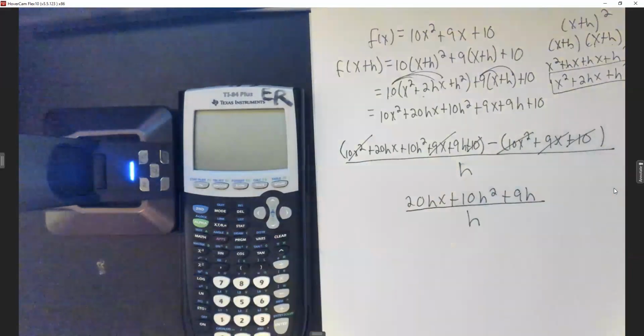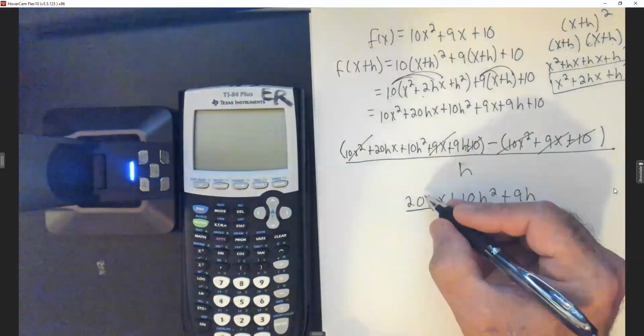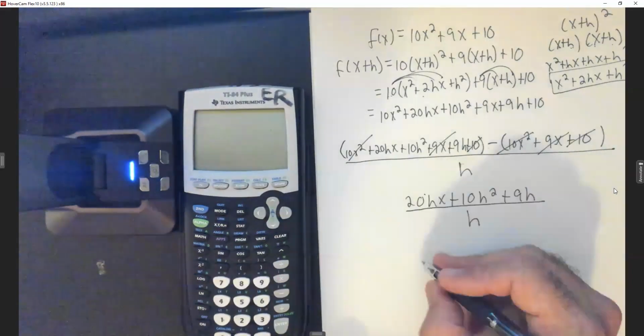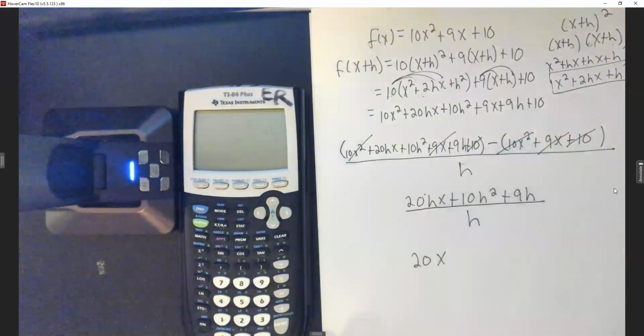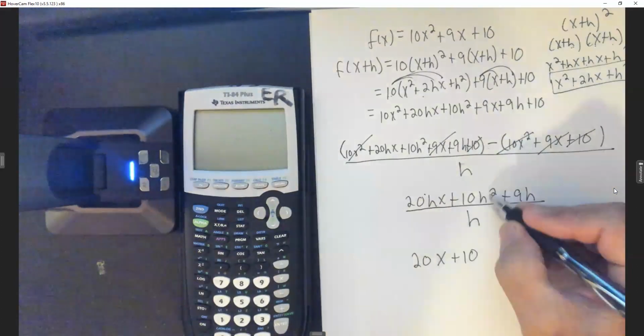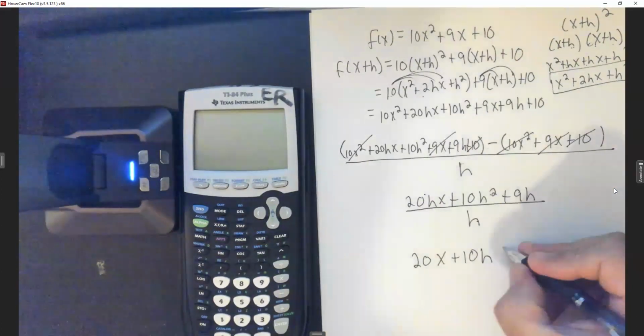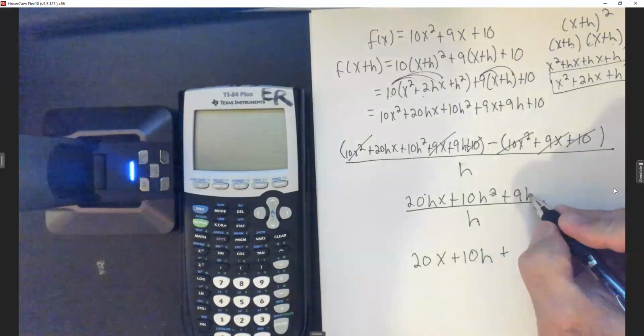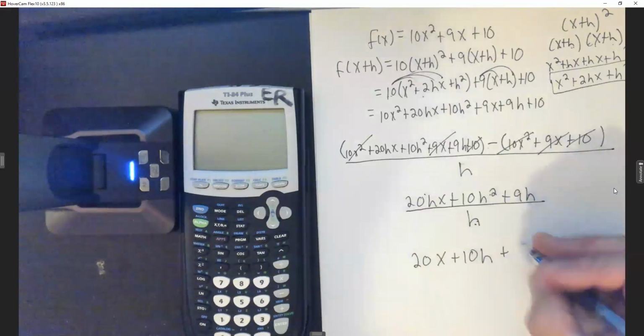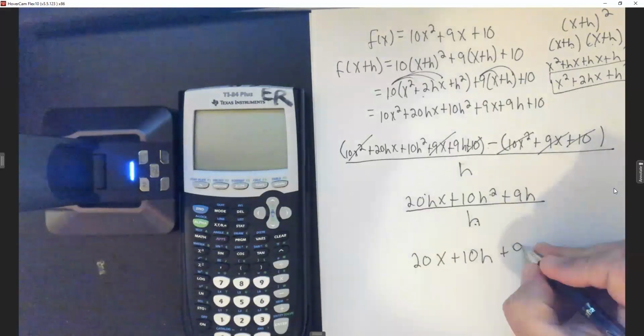So now cancel one h out of everybody. So you cancel that h, you end up with a 20x, plus 10h squared divided by h leaves you 1h. And then 9h divided by the h, those h's cancel and you end up with a 9.